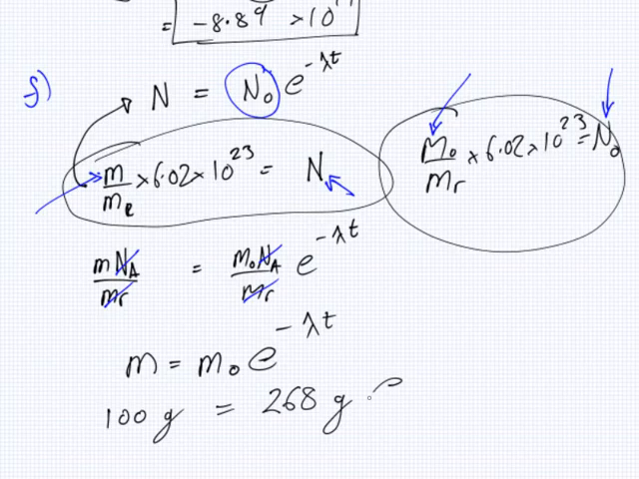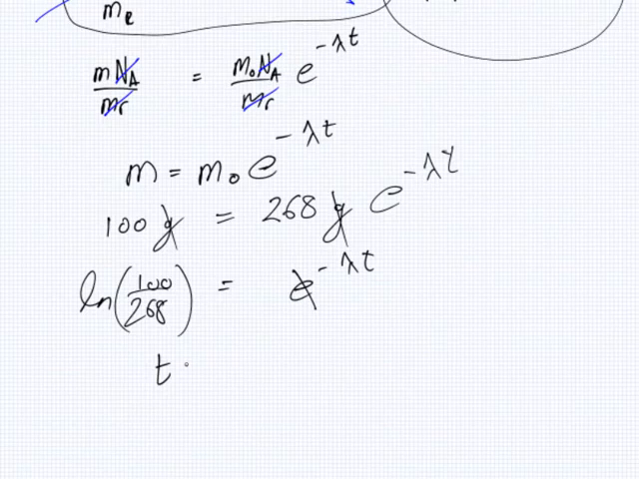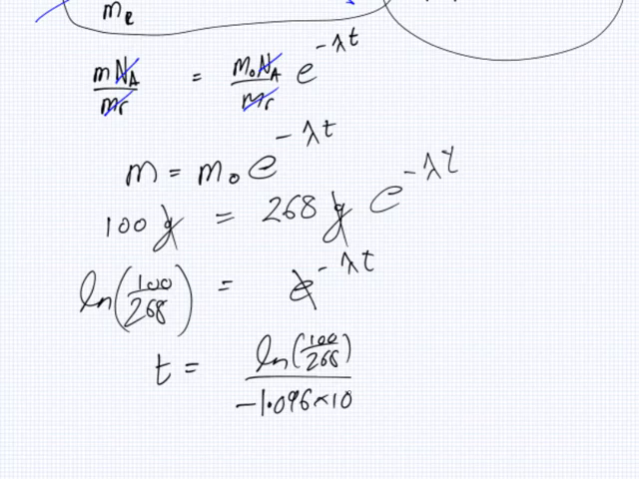And how much do I have at the start? How many grams do I have? 134. No. 268 grams e to the minus lambda t. So the grams cancel. So you get 100 over 268 equals e to the minus lambda t. I can cancel the e with a log. So I get the time will be log 100 over 268 divided by minus lambda.